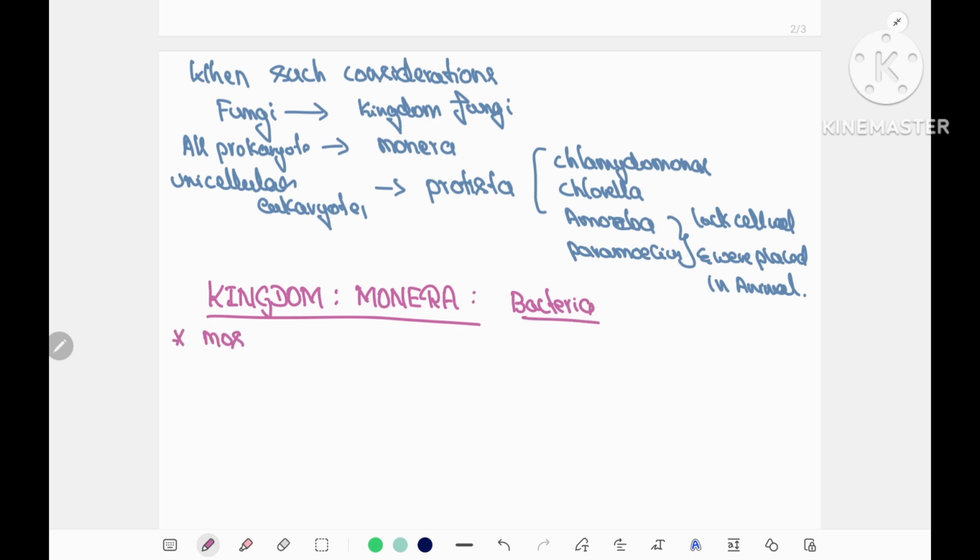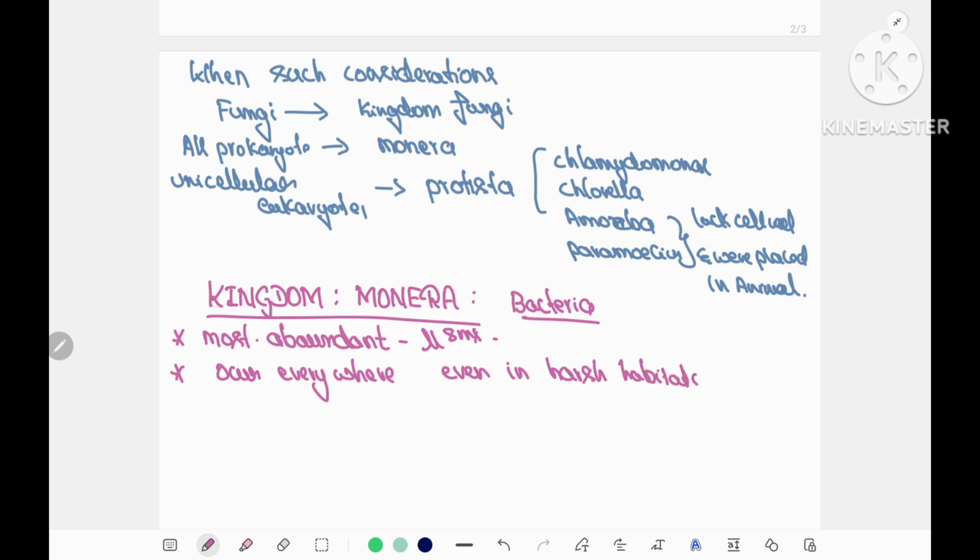So now let us start with the 5 kingdoms proposed by R.H. Whittaker. To start with, kingdom Monera. Kingdom Monera includes bacteria as the sole members, and bacteria are the most abundant microorganisms found on earth, and they occur everywhere. And based on the morphological structure of bacteria, bacteria are classified into 4 major groups.